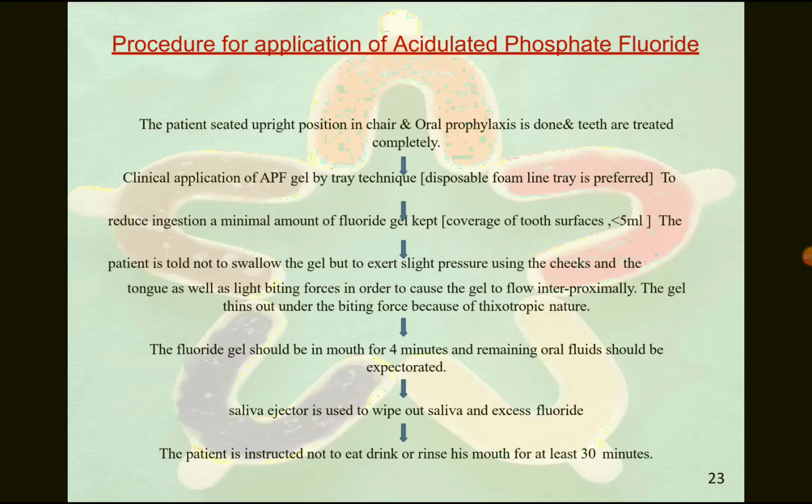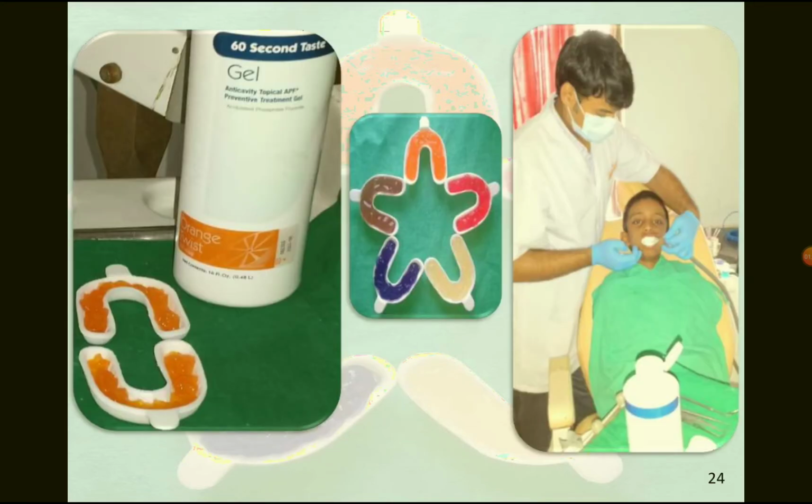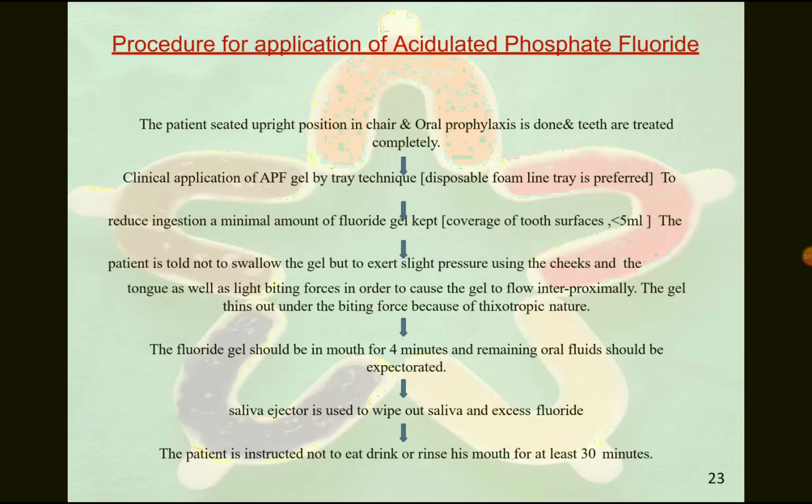Coming to the procedure of application of APF, acidulated phosphate fluoride: the patient is seated in an upright position in the chair, oral prophylaxis is done, and the teeth are treated completely. Like we discussed yesterday, any calculus or debris present will act as a barrier, so the action of the fluoride will not be complete. So before application of any topical fluoride, it is mandatory to go for prophylaxis and clean the teeth completely.